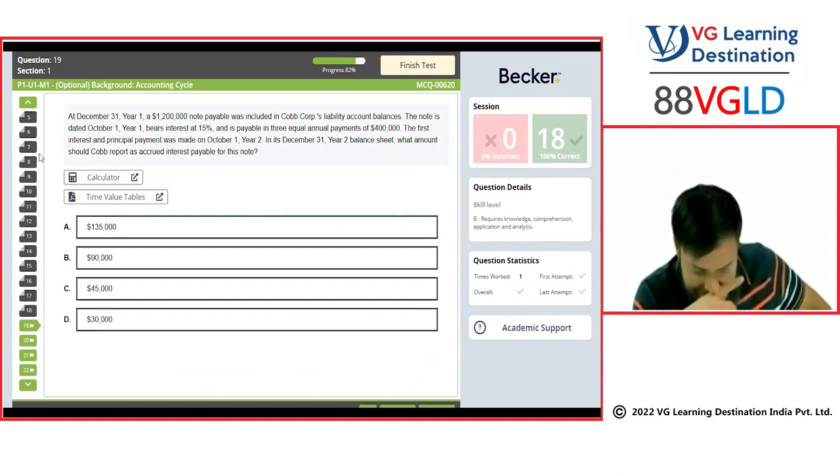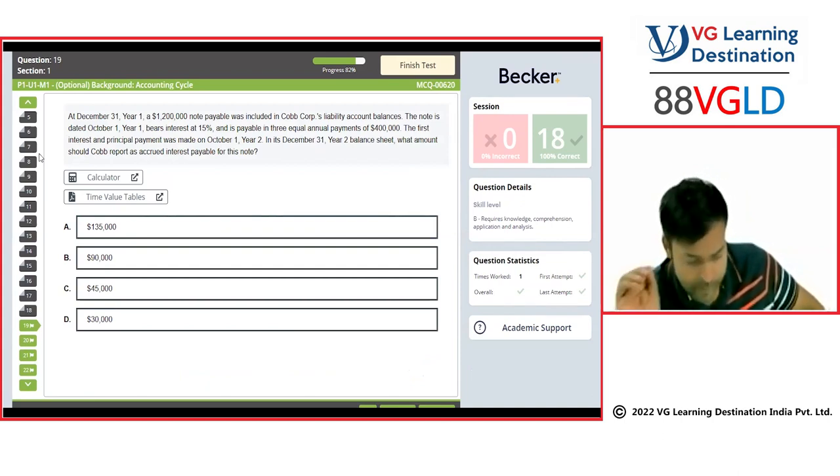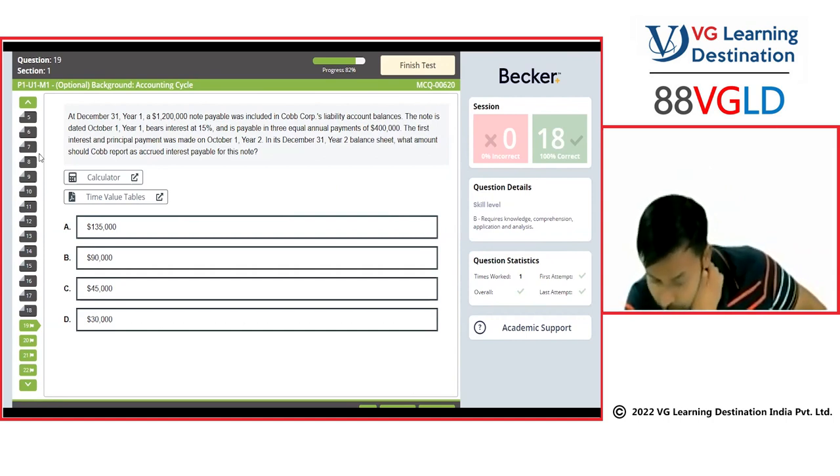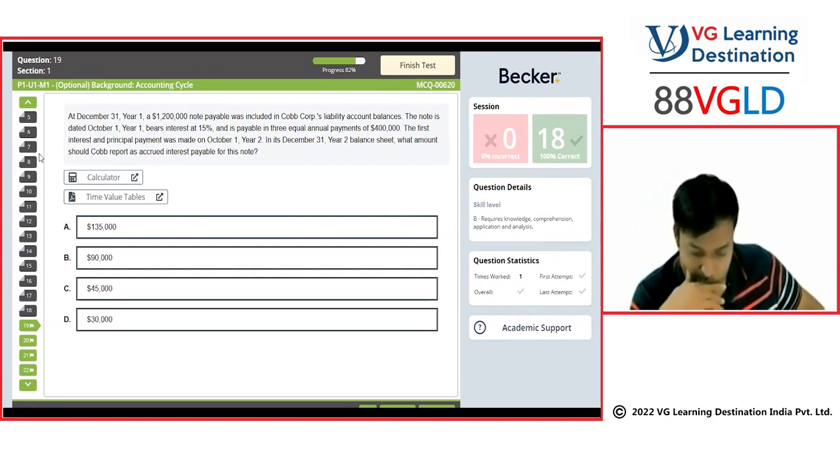At December 31st, year one, the 1.2 million notes payable was included in the liability balance. The note is dated 1st October year one, bears interest of 15%, payable in 3 annual payments of 400,000. The interest payment was made on October 1st, year two. What amount should you report on the note? Okay, this is a little tricky. Parminder says D. Any other answers, everyone? Okay, let's make it with a timeline so that you'll understand better.